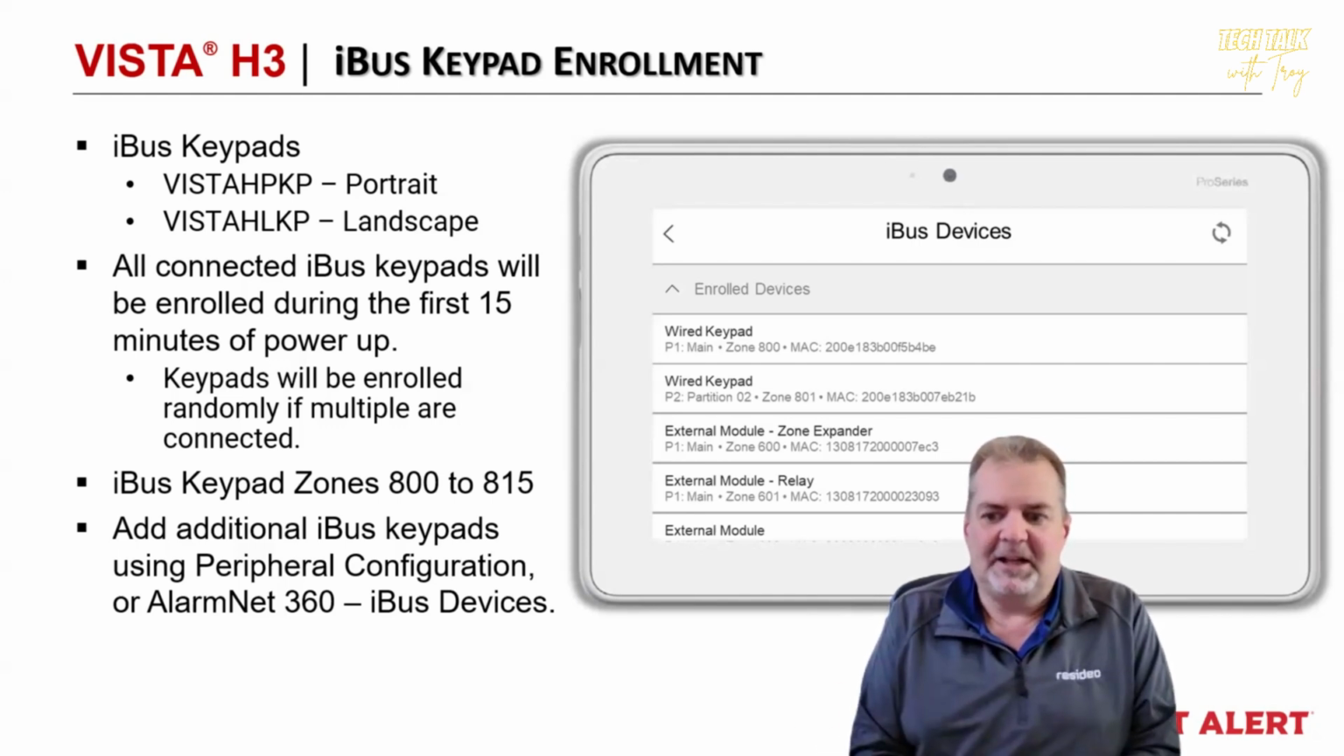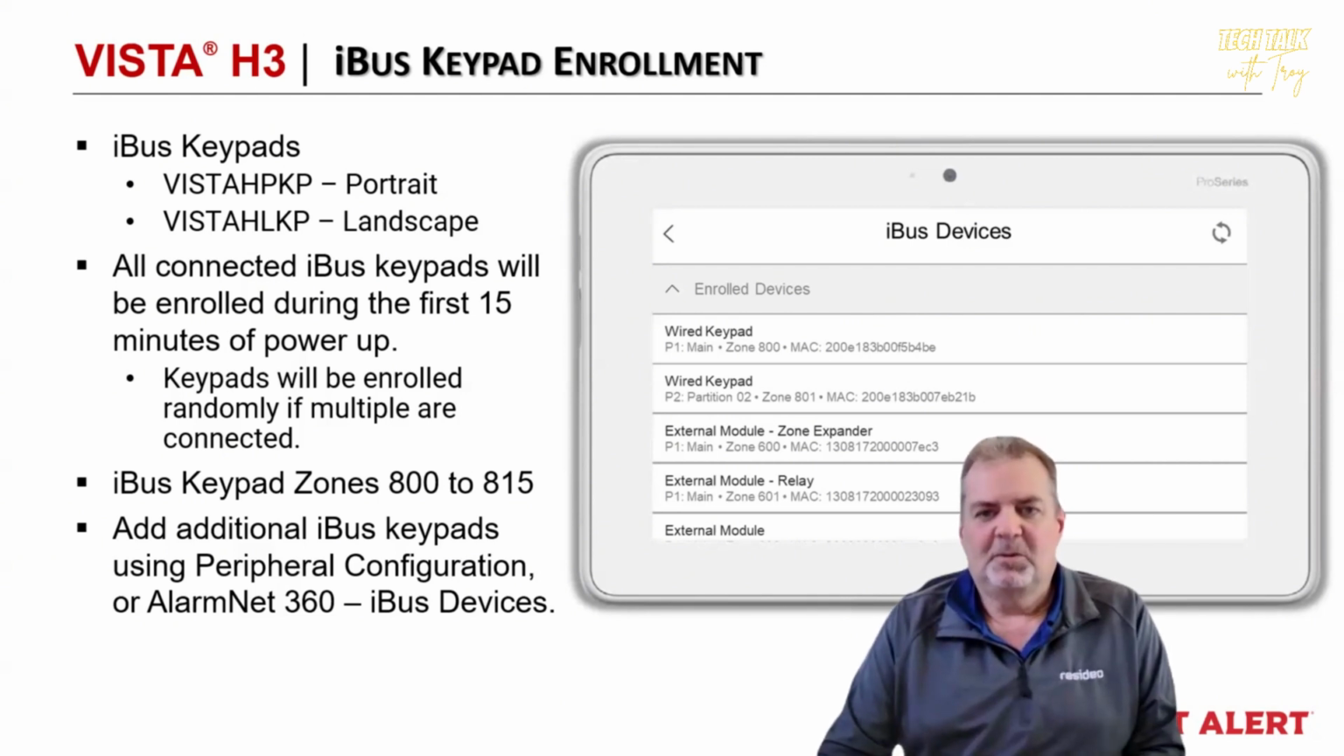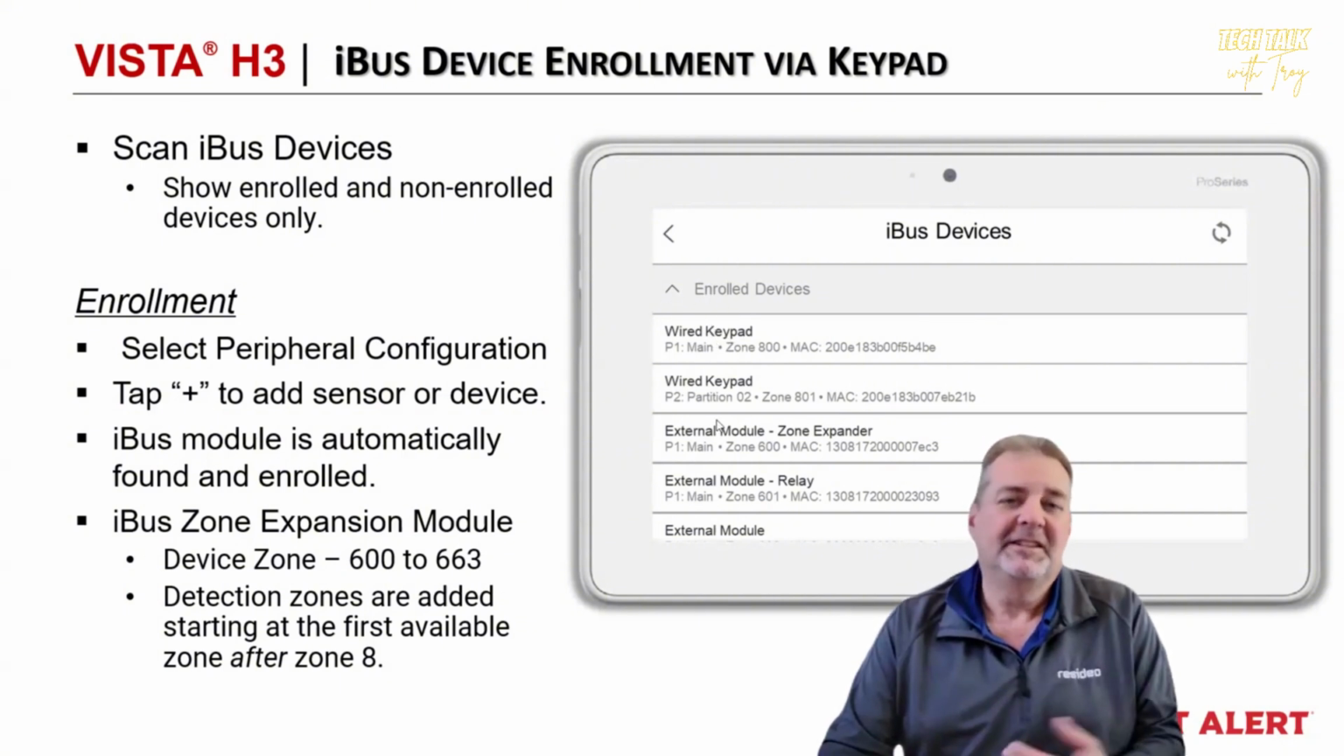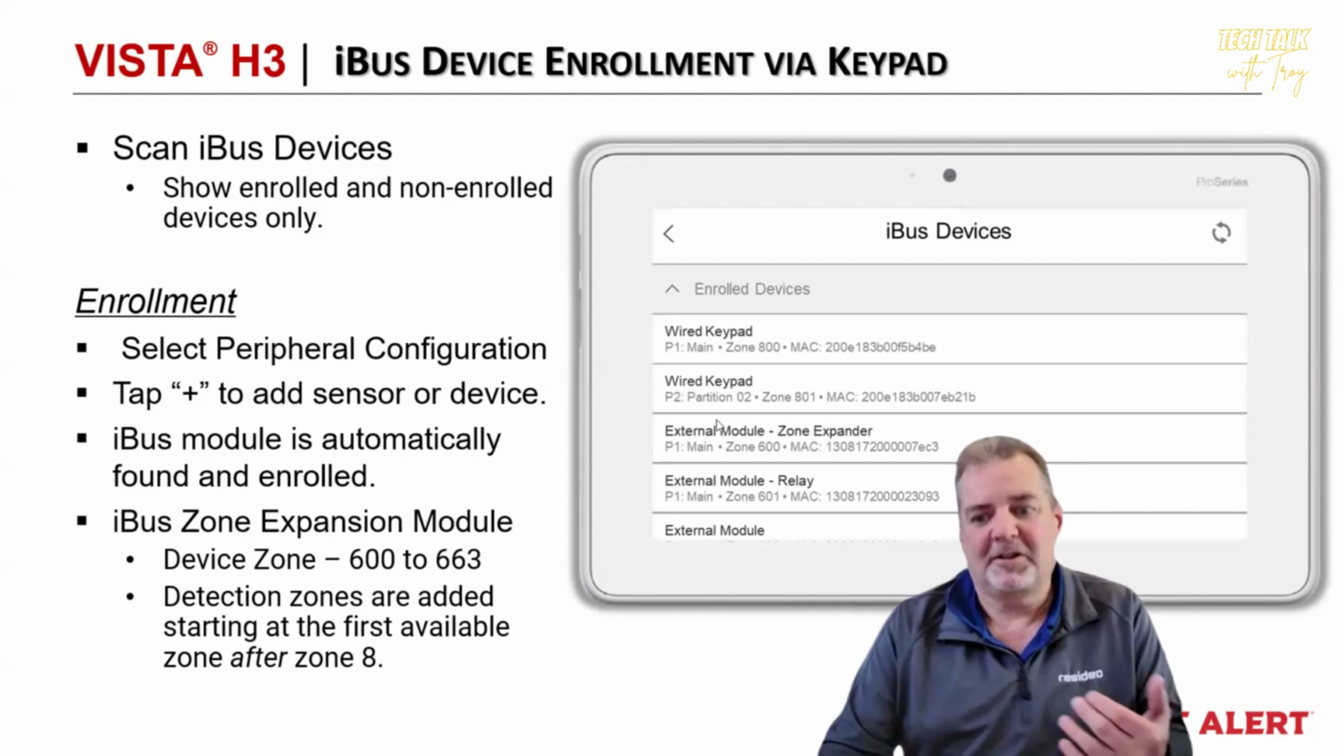And then to add additional iBus keypads, we'll go to peripheral configuration, like enrolling a wireless device, and it will enroll the devices there. So on the programming menu, there is an iBus devices entry, and it shows you all of the devices that are enrolled here. You can do a refresh, and if you minimize this or scroll down, it'll show you the devices that are connected or that are not yet enrolled as well.